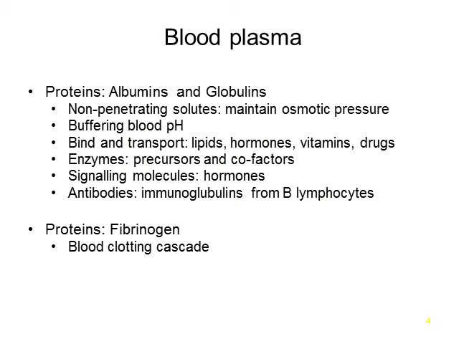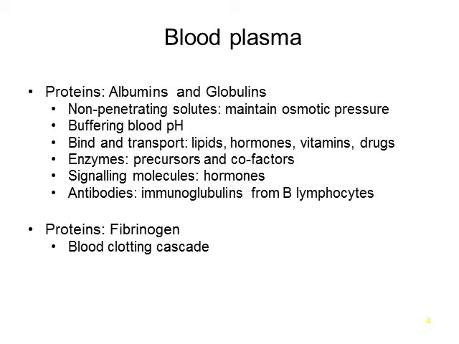If we look closely at the blood plasma, the vast majority of the proteins contained in the plasma belong to the class of albumins or globulins. The proteins in blood plasma are large non-penetrating solutes and maintain the osmotic pressure. They're also involved in buffering the blood pH, and in binding and transport, so things like lipids, hormones, vitamins and drugs can bind to the proteins within the plasma to be transported. Proteins within the blood plasma can act as enzyme precursors and cofactors, or can act as signaling molecules. A good example here are hormones.